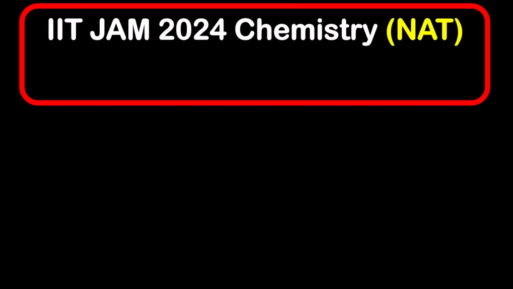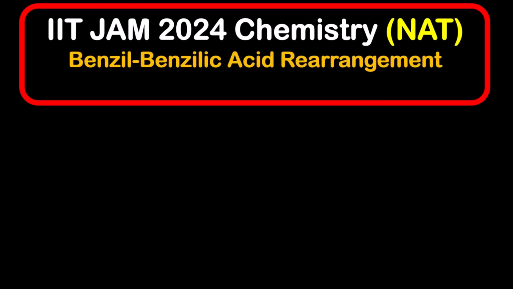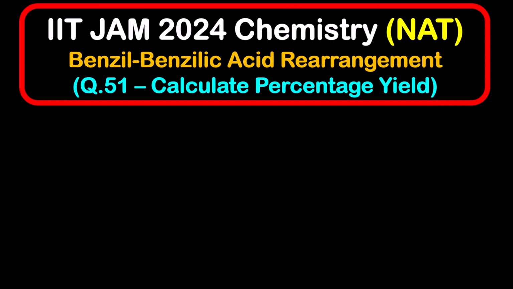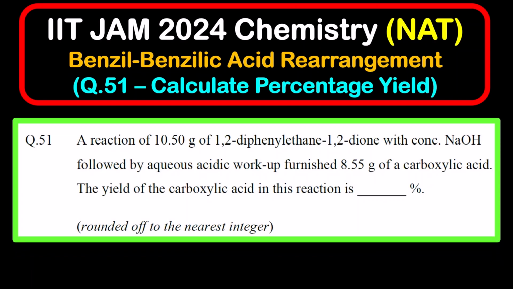So in today's video, we are going to solve another question of the NAT section of the JAM 2024 chemistry paper. It is based on the name reaction, that is Benzilic Acid Rearrangement. Also, we must know how to calculate the percentage yield of any reaction. That is, we must know the steps involved in calculating percentage yield. Okay, this is the question.